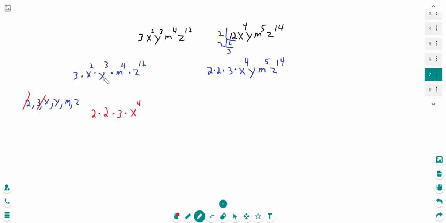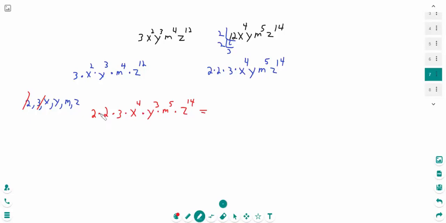And then the y's. Well, I have y to the 3rd, and then I have y to the 1. So I'm going to take y to the 3rd. And then I have m to the 4th, and I have m to the 5th. I'm going to take m to the 5th. And then I have z to the 12th and z to the 14th. I'm going to take z to the 14th.